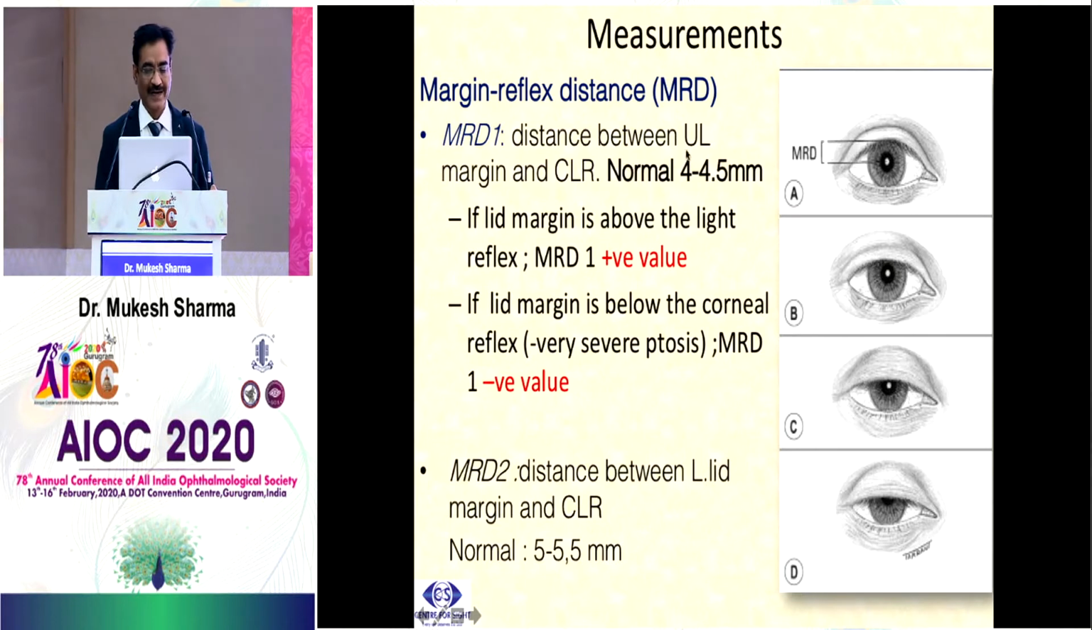MRD1, we have already discussed this. If the lid margin is above the lid reflex, MRD is denoted as a positive value. If ptosis is so severe that you are not able to see the corneal light reflex, then you will have to actually lift the eyelid up to visualize the corneal light reflex. There it is denoted as a negative value. If you are supposed to lift the lid by 1 mm to visualize the corneal light reflex, as in this particular patient, then MRD will be -1. MRD2, distance between lower eyelid margin and corneal light reflex.